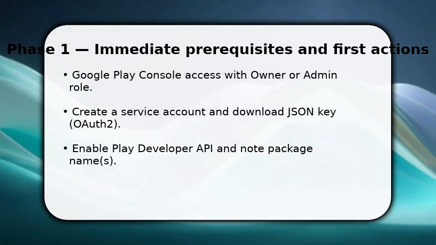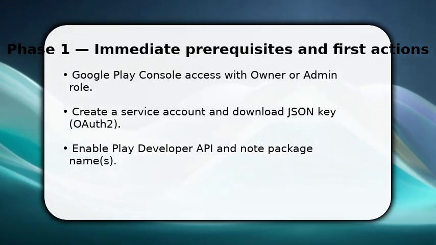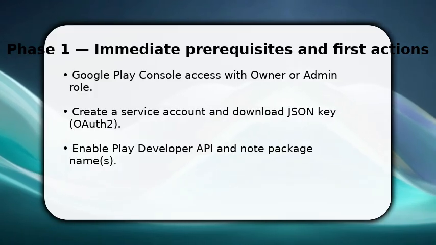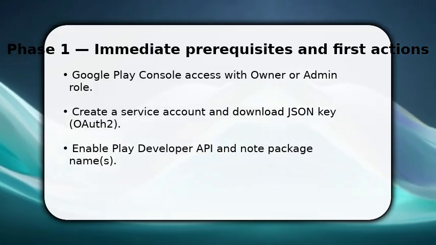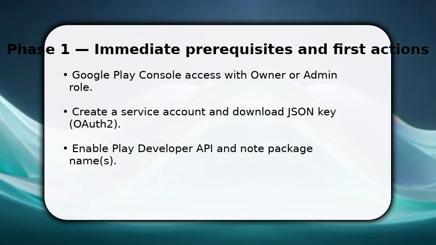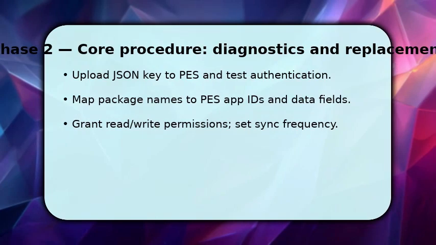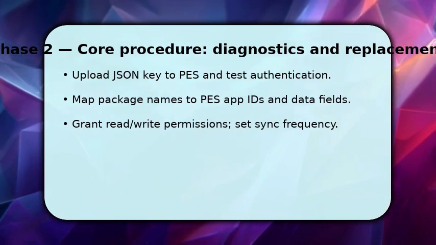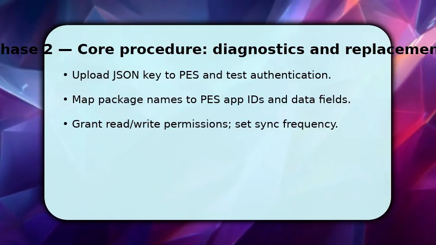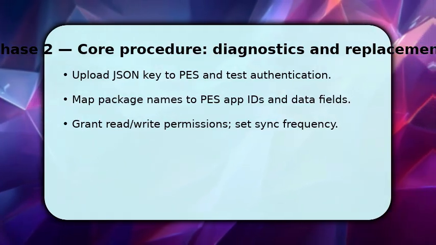Next, make sure you record the exact package name you'll link. After that, open PES's integration panel and choose Google Play. This is the first actionable step to initiate the secure link. Once done with authentication, upload the service account JSON key into PES and run an auth test. You should see a successful token exchange.